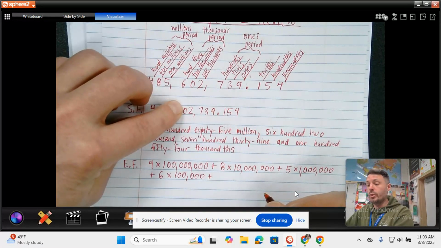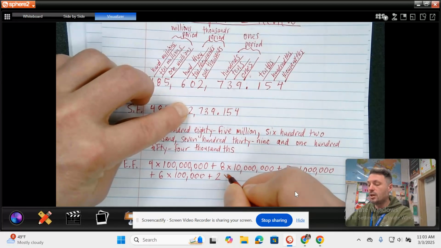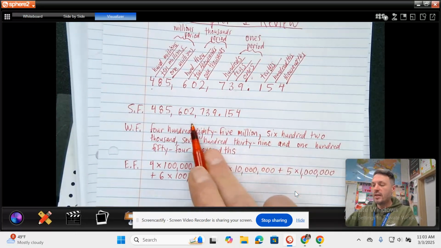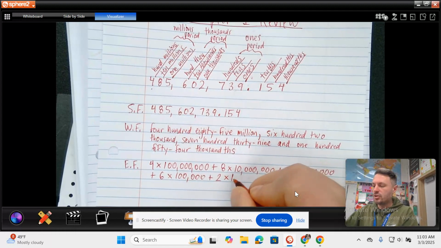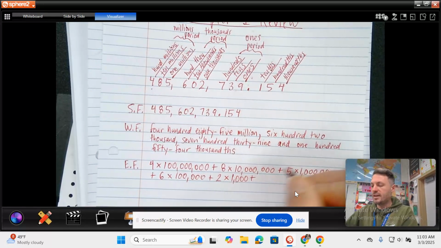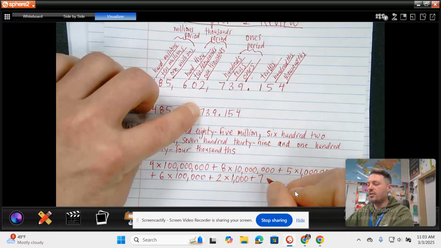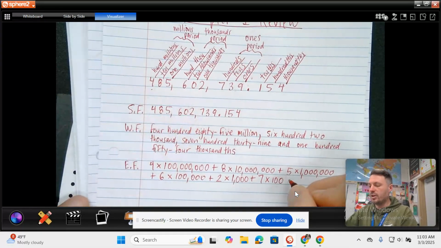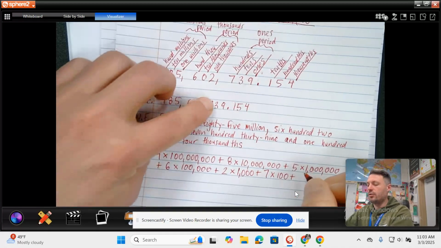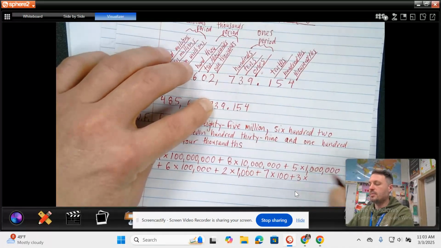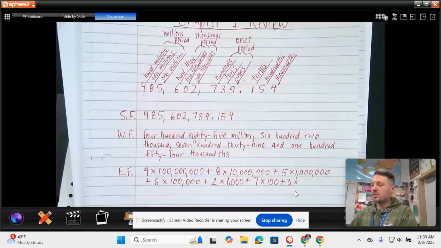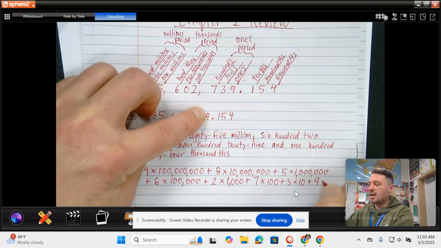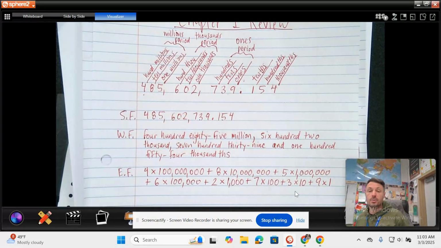Plus the next digit is a 0 and we skip 0, so we move on to the 2. Plus 2 times its place value position. That 2 is in the thousands place, so it's 2 times 1,000, plus the next digit is a 7 times 100, because the 7 is in the hundreds place, plus 3 times 10, because the 3 is in the tens place, plus 9 times 1, because the 9 is in the ones place.